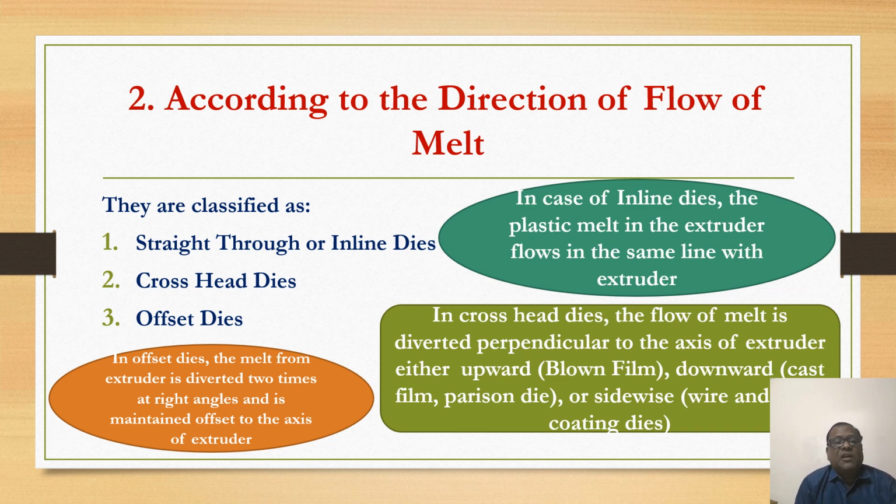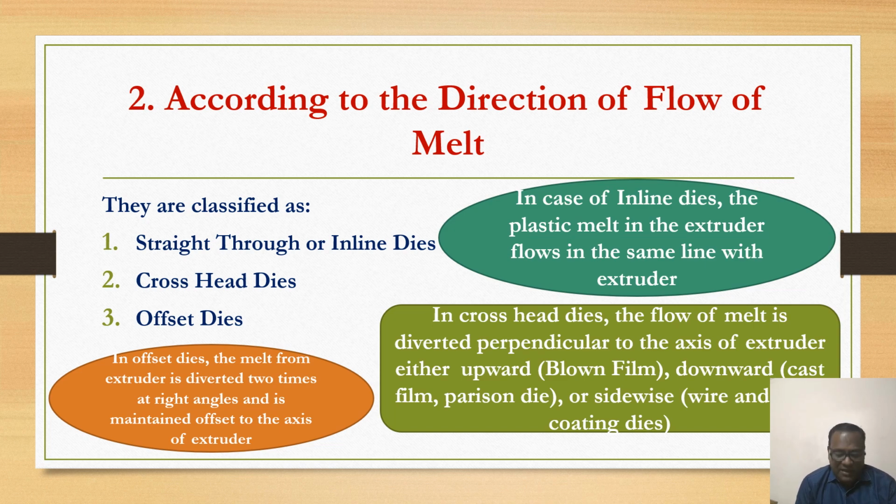That means it comes under crosshead die, where to make this bigger size plastic cover and all, we have to go for the blown film extrusion process, and the type of die we will use there is called the blown film die.